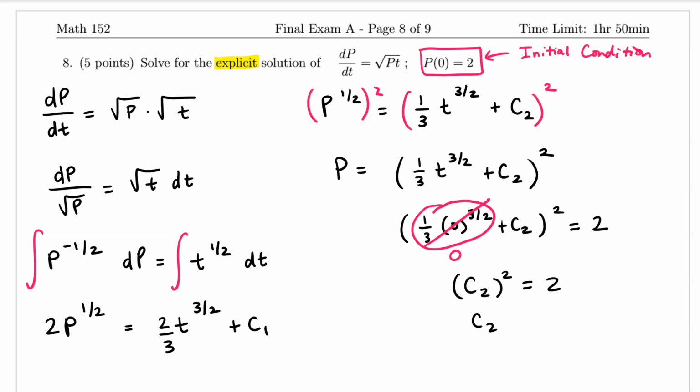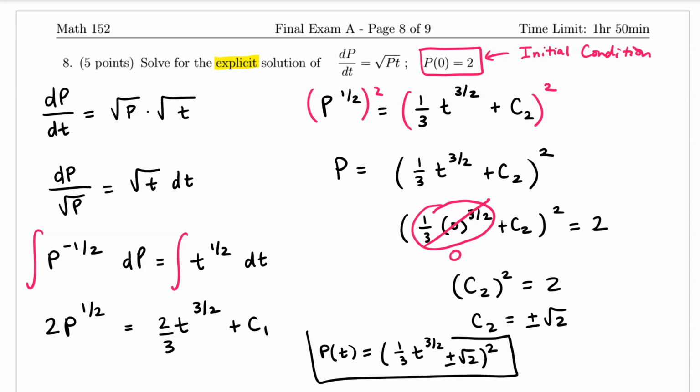If I take the square root of both sides, we get C2 equals plus or minus the square root of 2. And now I can plug that information back into my general solution. That gives us P of t, or just P, is equal to 1/3 t to the 3 halves plus or minus the square root of 2, quantity squared. And there's our answer for question 8.